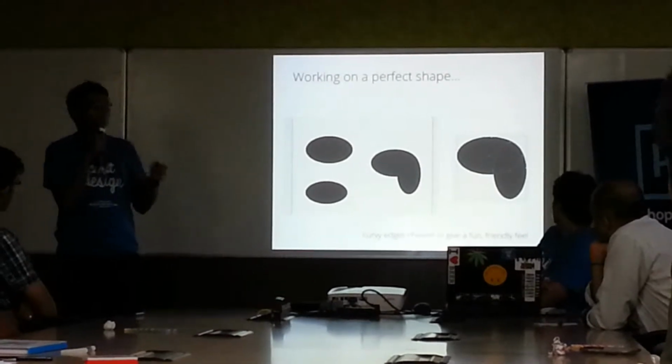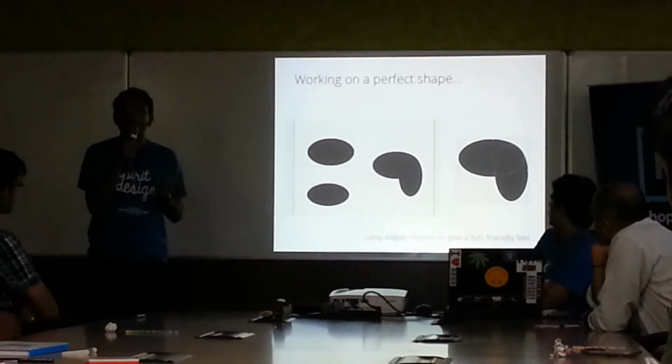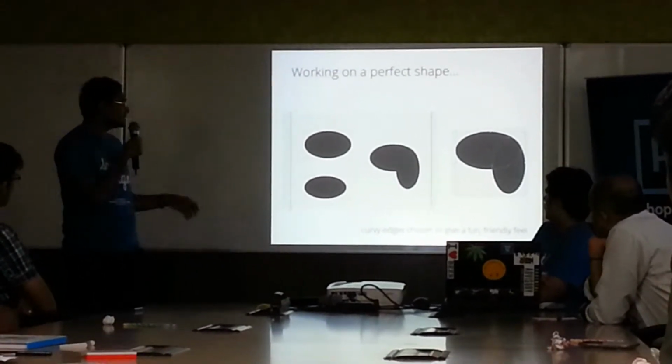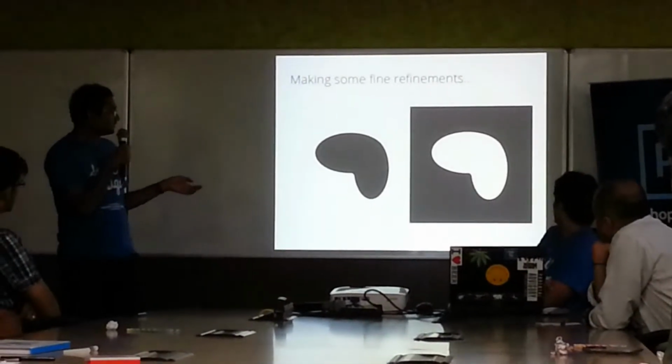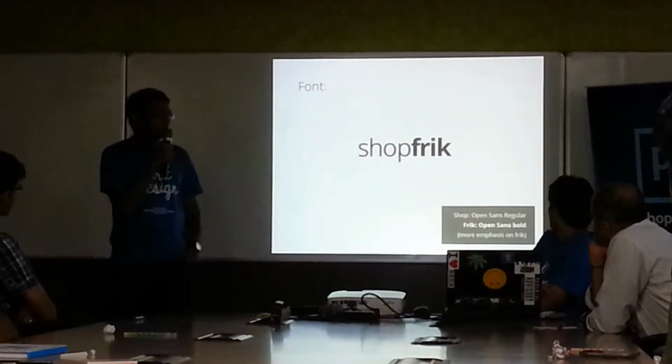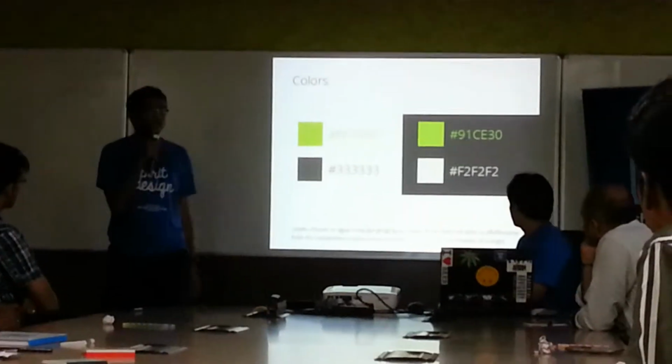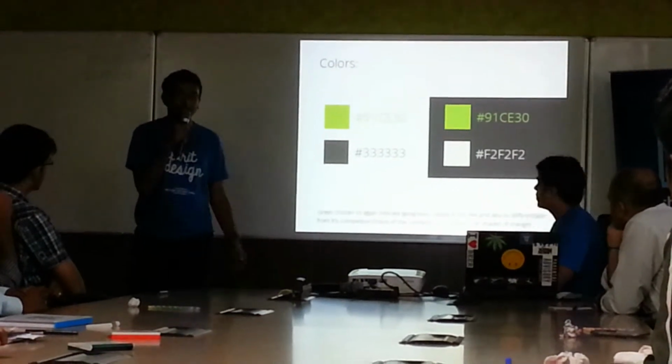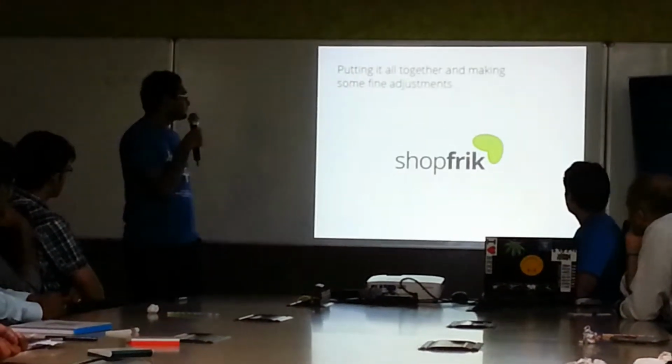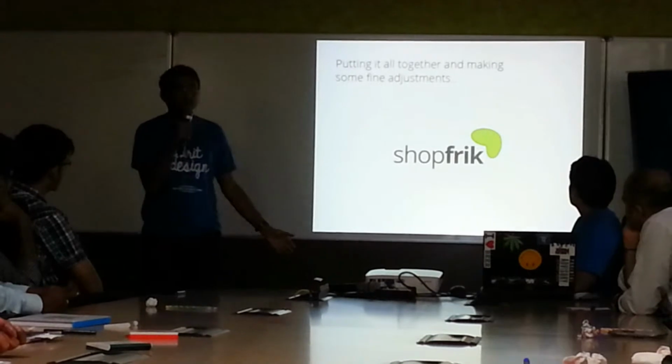And I worked on some geometry, rules of geometry, applying smooth curves, alignment and all those things, and finally came up with this shape. Then I chose an easy to read font and gave emphasis on the word freak by making it bold. And I chose green primarily to differentiate it from the competitor logos. So putting it all together, I came up with this logo.